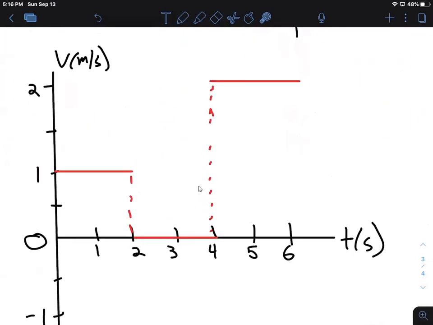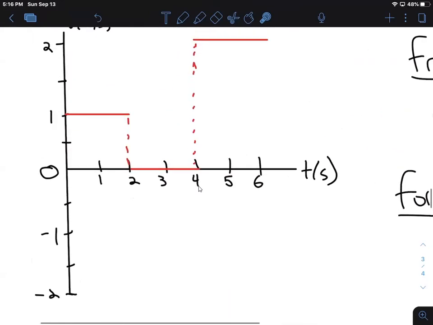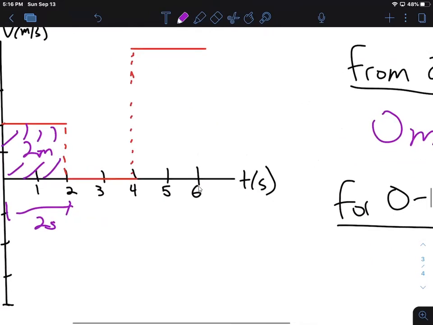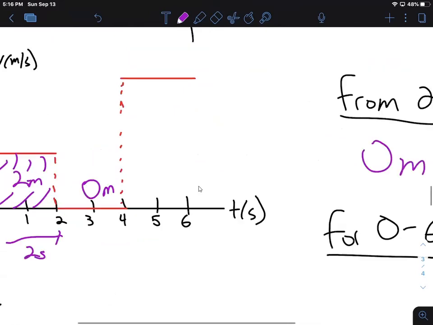Well, this is sort of broken up into parts, right? I got this and this and this thing here, so let's look at each one individually. First 2 seconds, I'm going at 1 meter per second. For 2 seconds, that's going to be 2 meters. That's this 1 meter times this 2 seconds. And then we said here I don't go anywhere for those next 2 seconds.